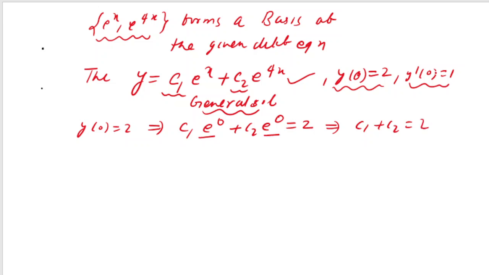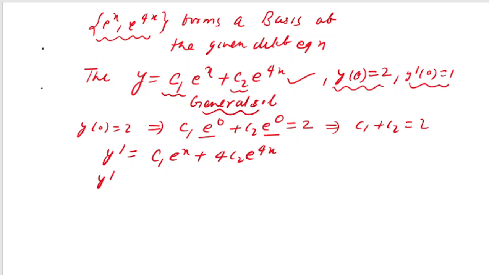And then y dash 0 is equal to 1 is given. So first of all, we have to find y dash. Y dash, or y prime, actually the right way to call it is y prime, but I prefer calling it y dash. So if I calculate the derivative with respect to x, I will get c1 e to the power x plus 4c2 e to the power 4x.